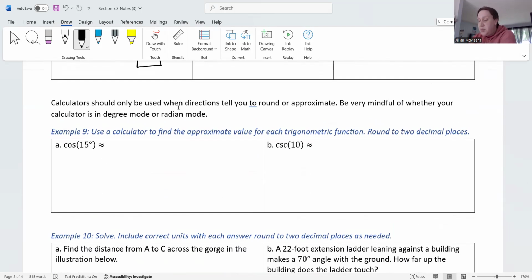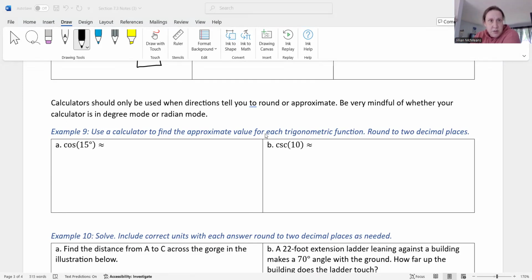Okay. So example 9 says use a calculator to find the approximate value of each trigonometric function, round to 2 decimal places. So cosine of 15 degrees. Our calculator can do this for us, but we have to make sure that our calculator is in the right mode. As long as you have the TI 84 calculator, it can calculate these trig functions. But you got to make sure you're in the right mode.